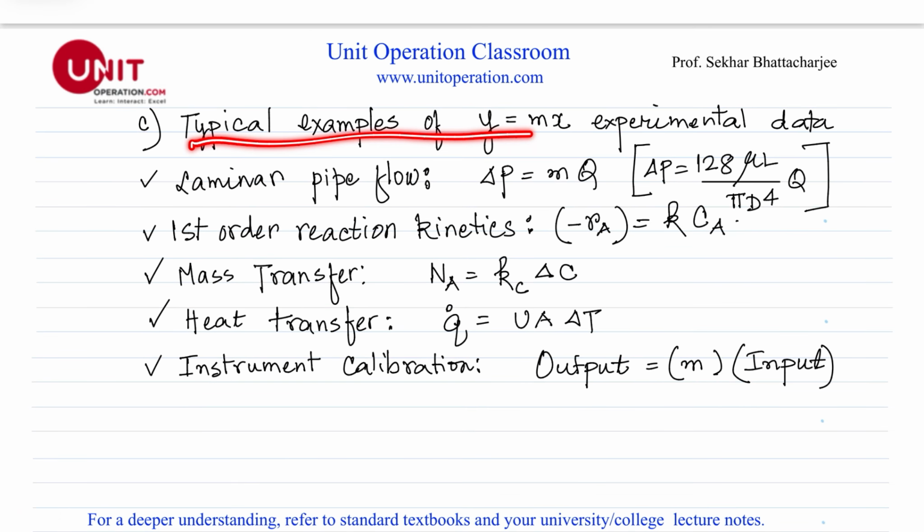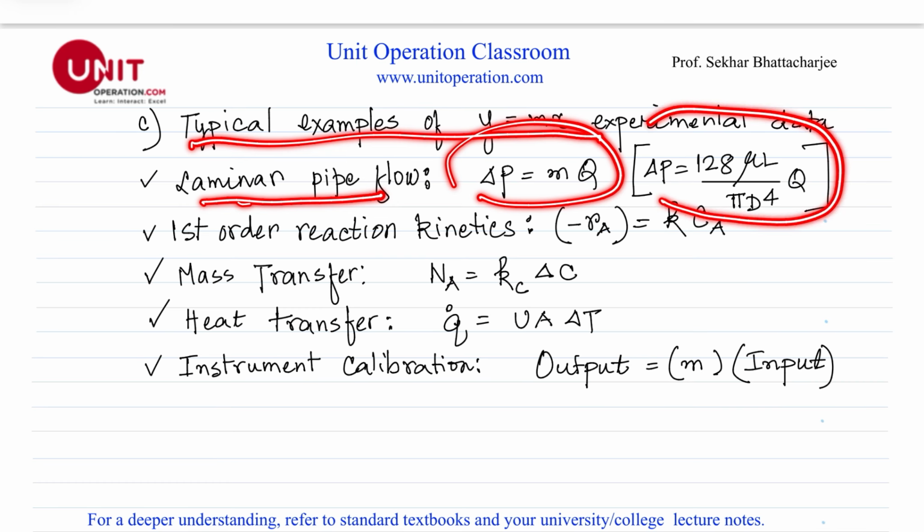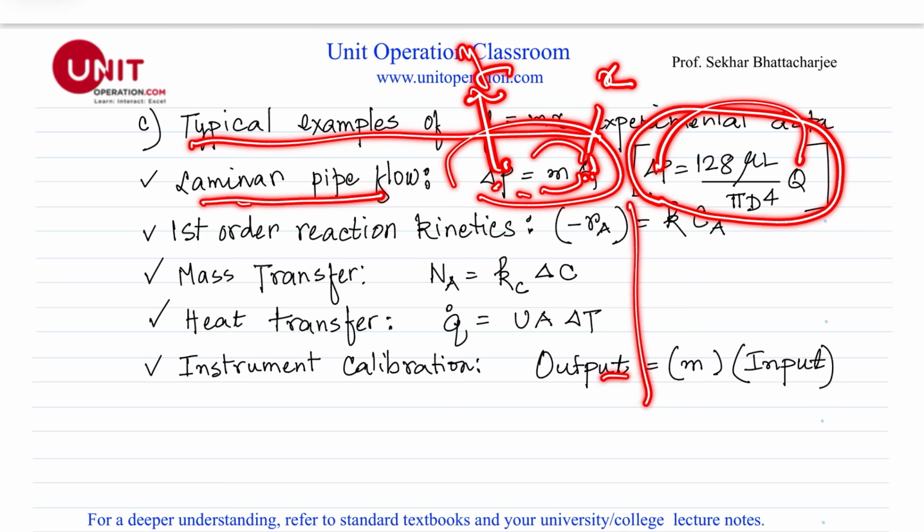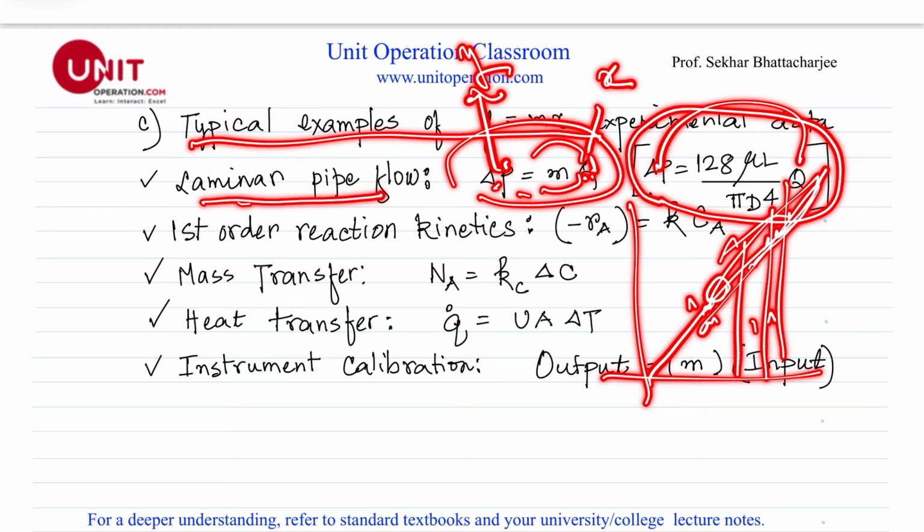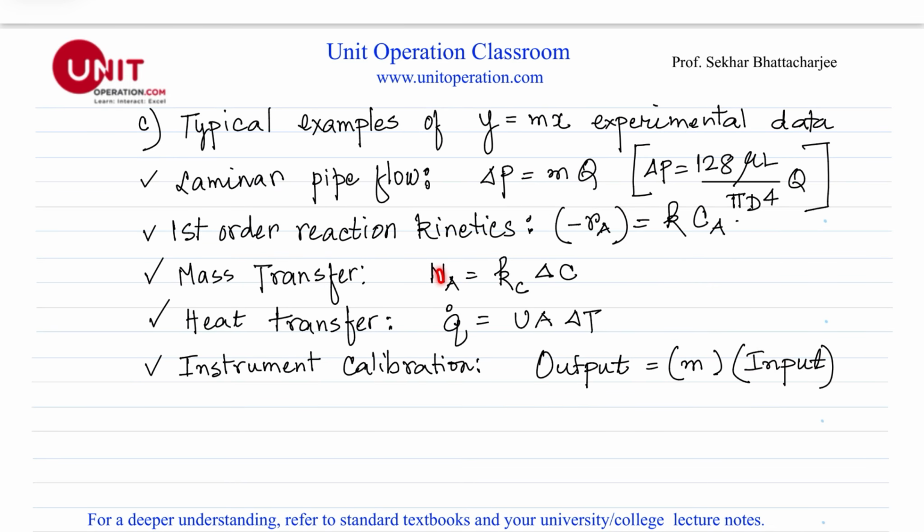Typical examples of y is equal to mx might be laminar pipe flow. Remember, this is the equation for laminar flow. So delta P is directly proportional to Q. For each value of Q, which is X, you experimentally determine the value of delta P, which is Y, and you get the data point, then use the least square method to get the best value. What is the use of this method? Once you get the equation, for any value of X, you can predict the value of delta P.